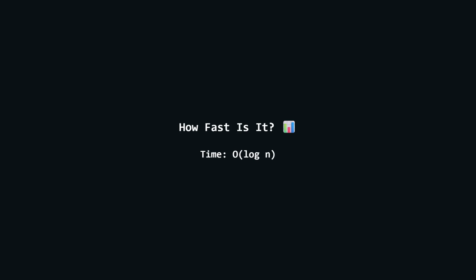Looking at our performance, the time complexity is big O of log n. This is because we slice our remaining search area in half with every single check we make. The space complexity is order 1, which is perfectly flat. We only ever create a couple of integer variables to keep track of our pointers, no matter how huge the list gets.